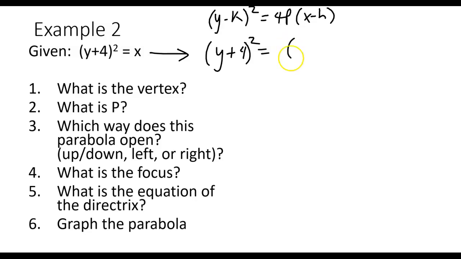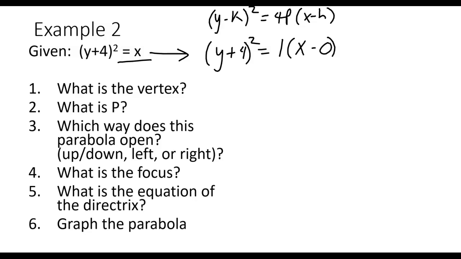So what that means is my x is over here, that's all it is. So that means my h is 0, and the number up front is a 1. Okay, so I'm just filling in some missing numbers there.